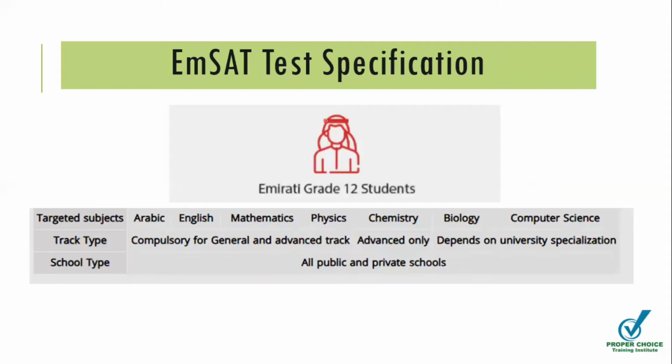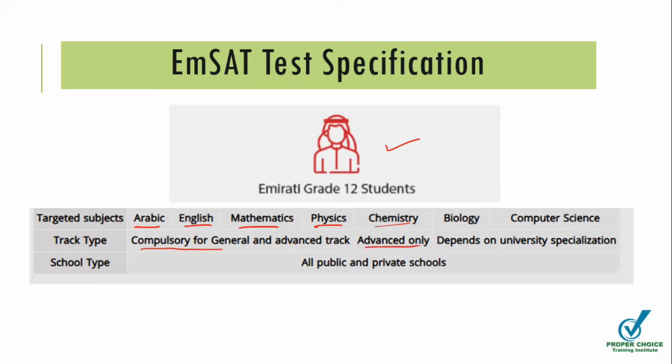Now let's check the EmSAT test specification. As we know, the EmSAT is for Emirati students and also for non-Emirati students. If I'm talking about the Emirati students, which subjects can they take and which are optional? We can see that all Emirati students must take Arabic, English, mathematics, and physics as mandatory. As the ministry has mentioned, Arabic, English, mathematics, and physics are compulsory for the general and the advanced track, and chemistry is for the advanced track.